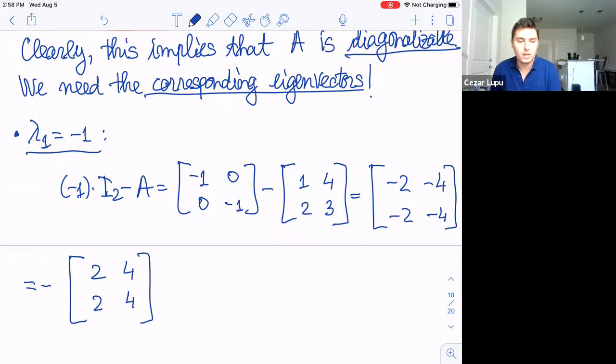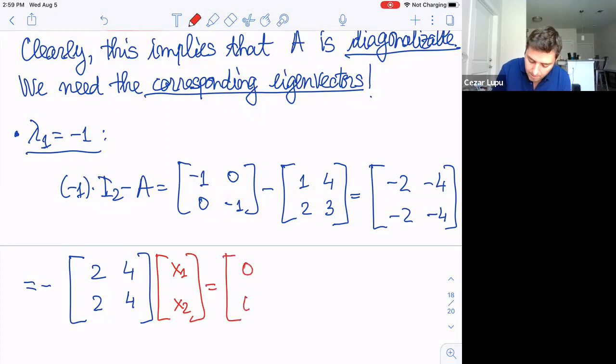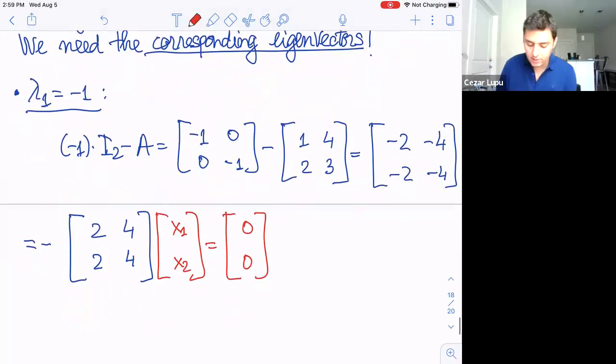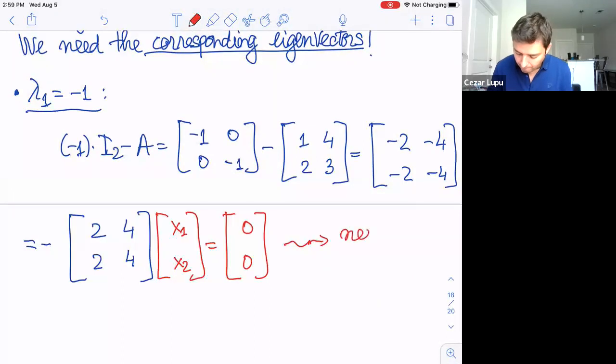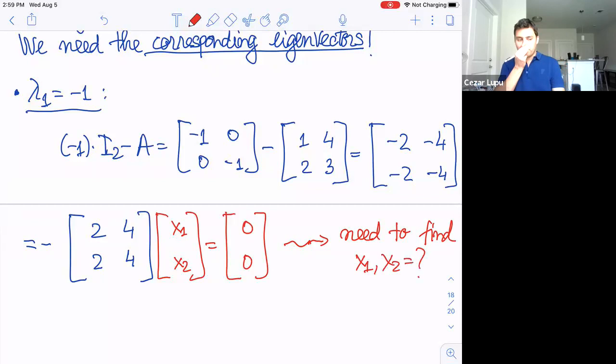Well, clearly, to find the eigenvector you need to multiply this by this vector x1, x2. Here, let's write it, x1, x2, and you set it equal to the 0 vector. So that's the system, right? But instead of doing this, you just need to perform elementary operations. We need to find x1 and x2.